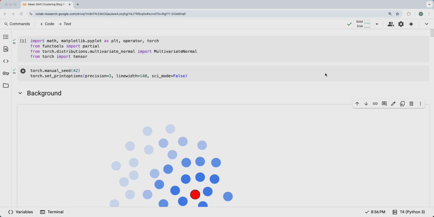In Lesson 12 of the fast.ai course, Part 2, we are introduced to the mean shift clustering algorithm. And in this video, I'm going to walk through the implementation.